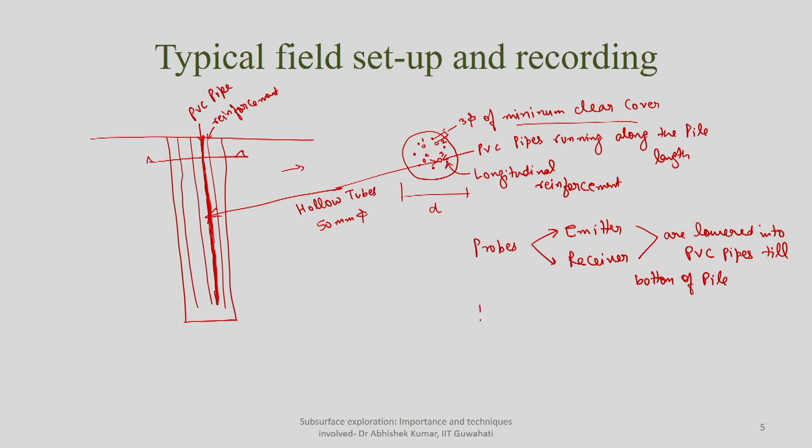So, if you lower the emitter in 1, you can put the receiver in 2. If you put the emitter in 1, you can put the receiver in 3, then in 4. So, every time, depending upon the distance between the source and the receiver, you will be detecting your acoustic time, or the time after which the disturbance created by the emitter will be detected by the receiver. So, every time you will be getting the travel time or acoustic velocity.